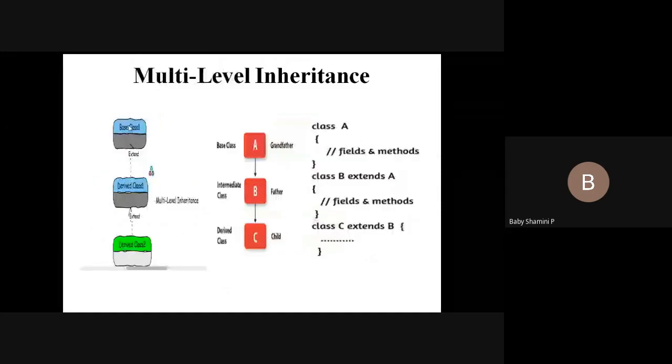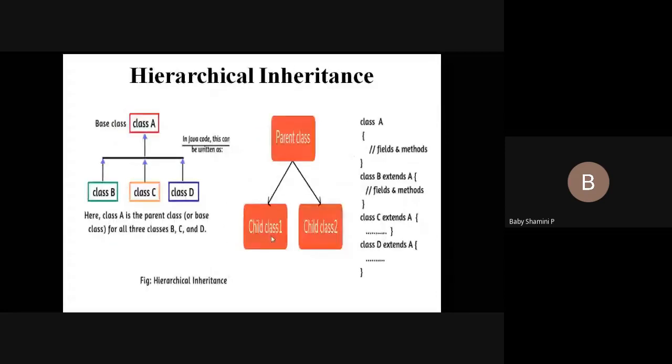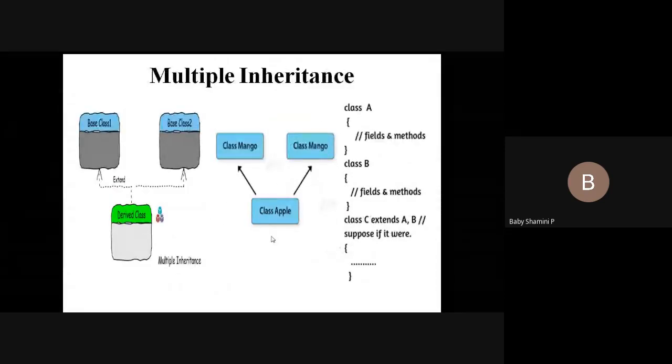But consider this child class, it inherits properties from the base class B, but base class B contains properties of A and B. So C inherits properties from A and B. But hierarchical is different. Next one is multiple inheritance. So here we have more than one base class and only one derived class.